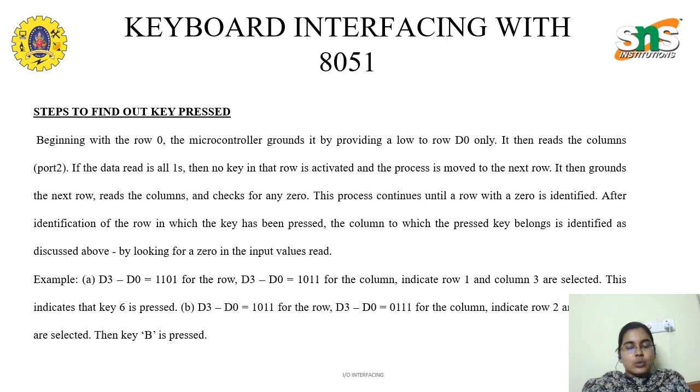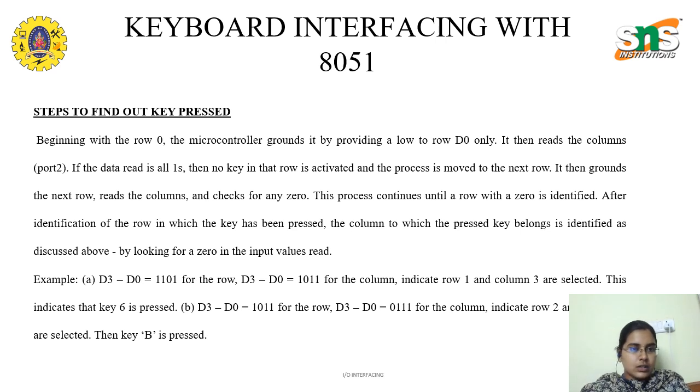And these are the steps to find out the key pressed. Beginning with row 0, the microcontroller grounds it by providing a low to D0 only. It then reads the columns from port 2. If the data read is all 1s, then no key is pressed in that activated row, and the process moves to the next row. It then grounds the next row, reads the columns and checks for any zeros. The process continues until a row with a 0 is identified.